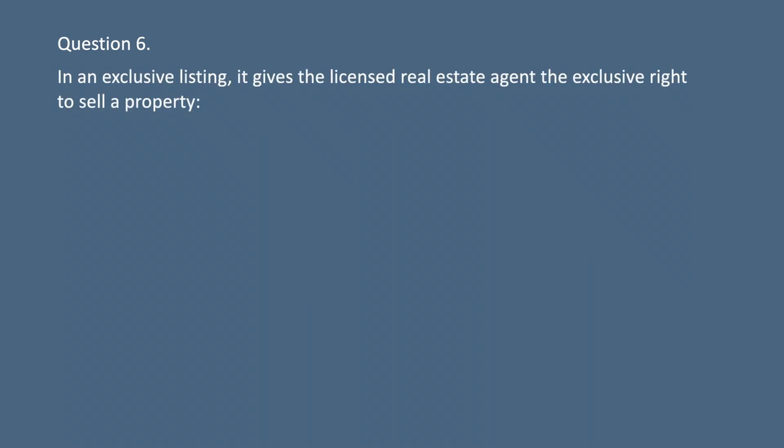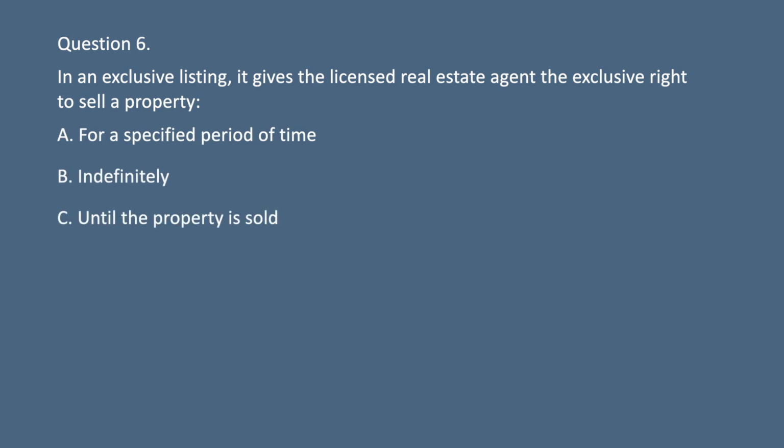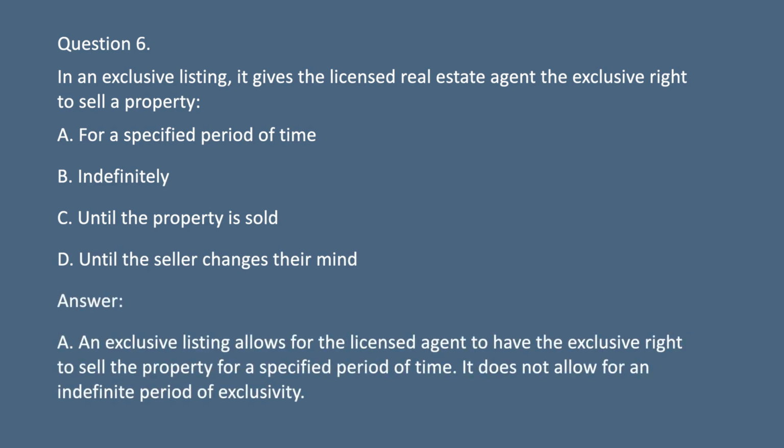Question 6. An exclusive listing gives the licensed real estate agent the exclusive right to sell a property. A. For a specified period of time. B. Indefinitely. C. Until the property is sold. D. Until the seller changes their mind. Answer. A. An exclusive listing allows for the licensed agent to have the exclusive right to sell the property for a specified period of time. It does not allow for an indefinite period of exclusivity.